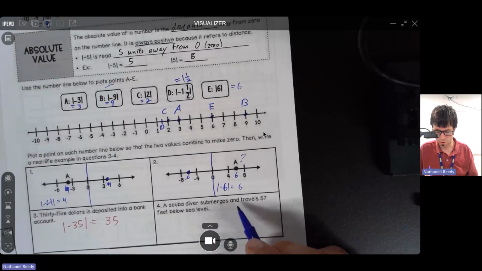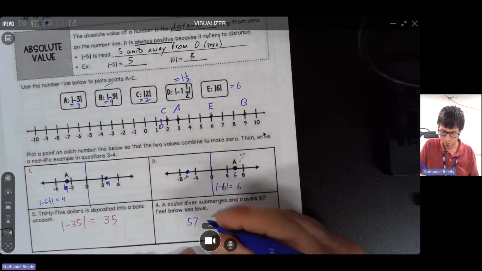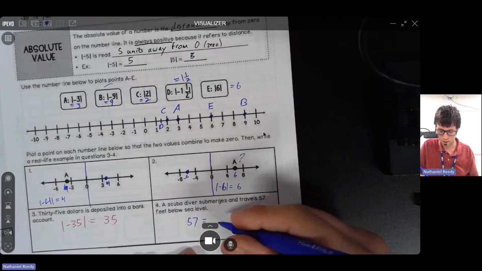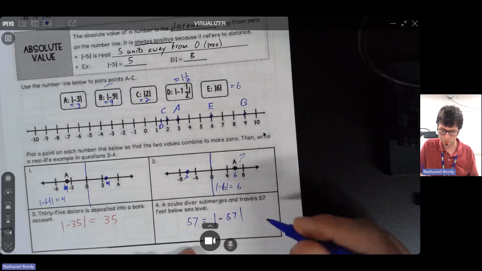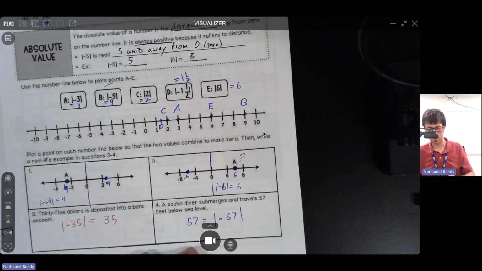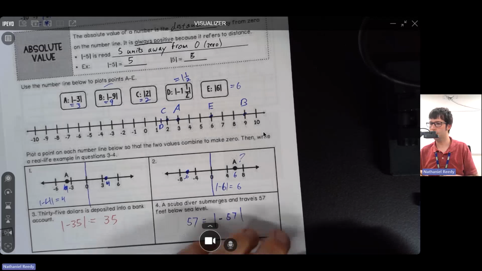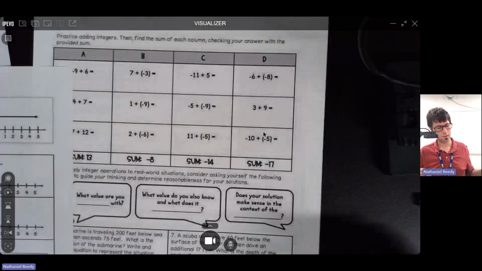A scuba diver submerges and travels 57 feet below sea level. Well, he travels 57 feet down, but to anyone looking up, or anyone at the top of the boat on the surface of the water, he would have gone down negative 57 feet. That's because 57 is equal to the absolute value of negative 57. Okay?